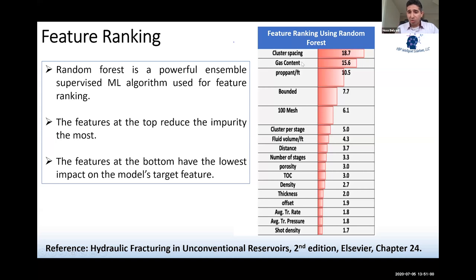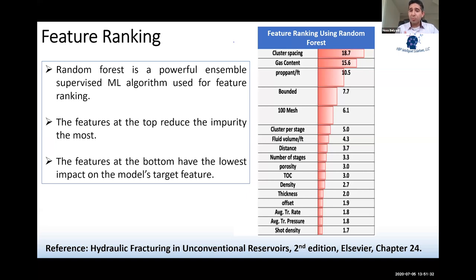So you want to hone in on those parameters to really optimize them as much as you can, because that will add the most value. Now you could add some value if you optimize your shot density, but before you optimize your shot density, you better make sure all the other parameters are actually optimized, because these have a larger influence on your feature ranking. So that's one of the powerful algorithms, such as random forest.